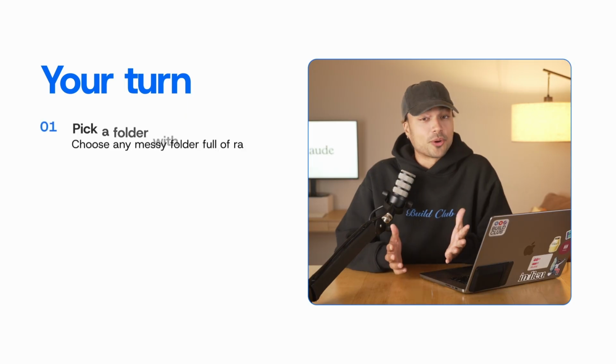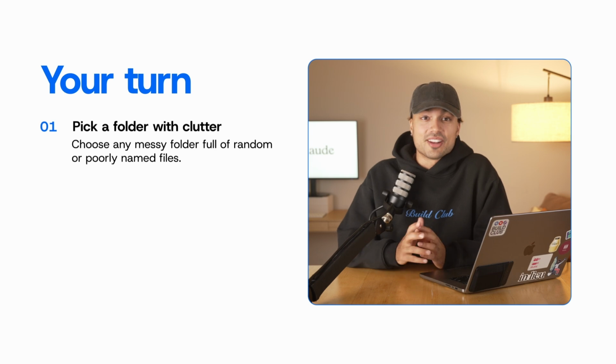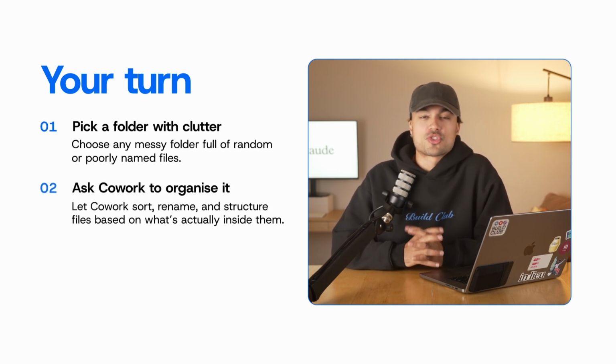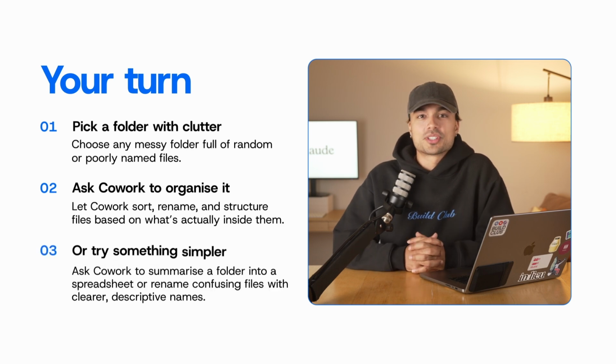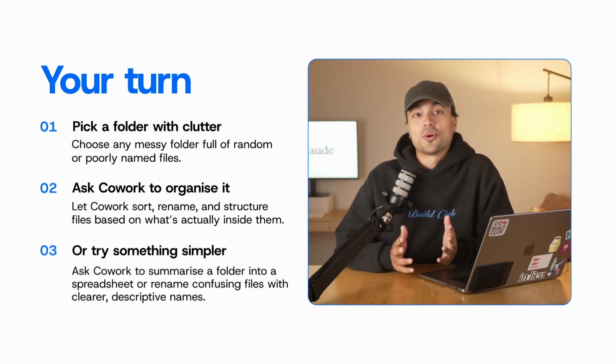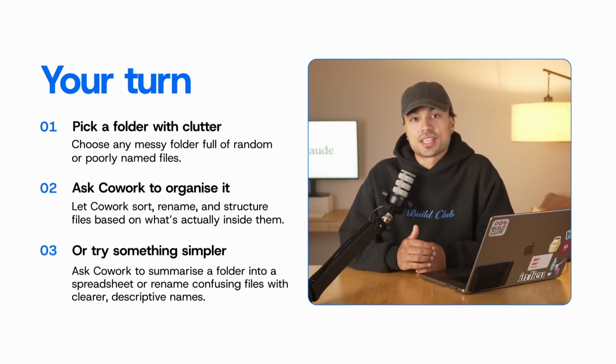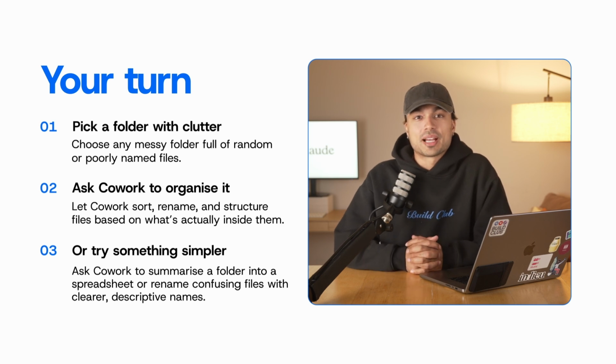Now it's your turn to go and do a task on your own. Pick a folder, whatever's got some clutter, and ask Cowork to organize it. If you don't have a folder that needs reorganizing, try something simpler. Ask Cowork to generate a summary of what's in a folder as a spreadsheet, or to rename files with confusing names. Cowork can also read the contents of each file and come back with descriptive names based on what's inside.